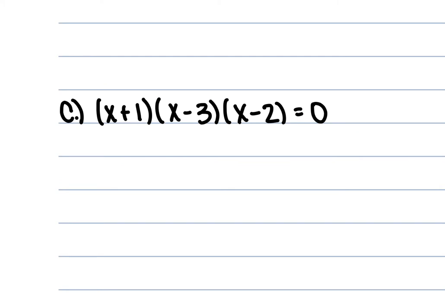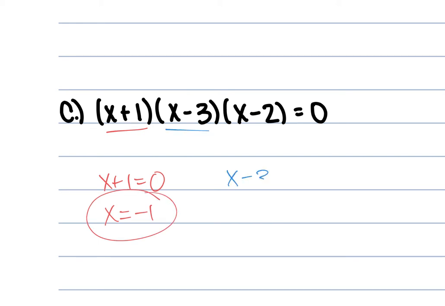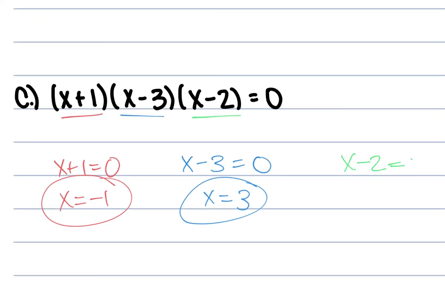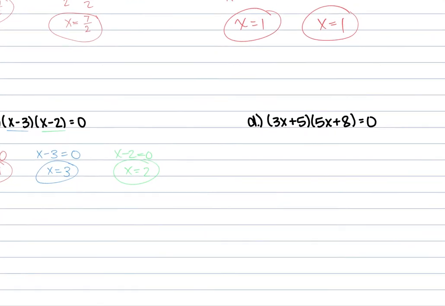So, take the first one, x plus 1, set it equal to 0. So x equals negative 1. Second one, x minus 3 equals 0. X equals 3. And the last one, x minus 2 equals 0. X equals 2. So I have 3 roots here. Okay. All right. Moving on.